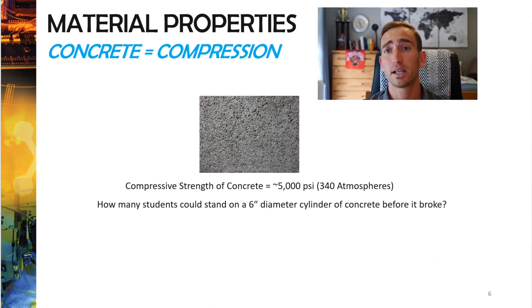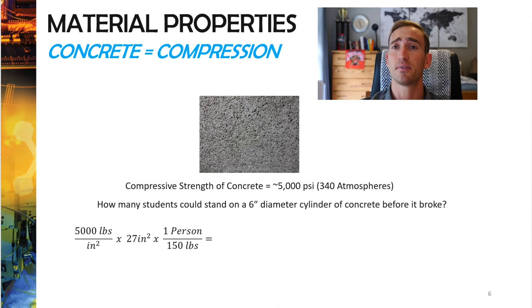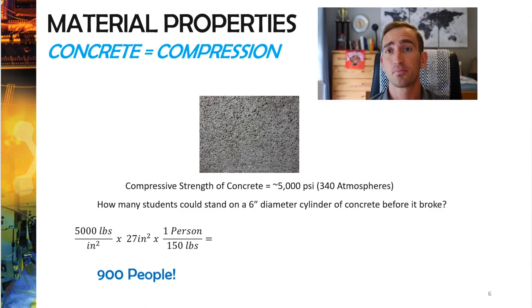The way that you go about calculating the answer to this question is to do the following. You take the compressive strength of concrete, which is 5,000 pounds per inch squared. You multiply that by the cross-sectional area of your cylinder, which is 27 inches squared. And then you convert this pounds, equivalent of how much the concrete can hold, to a number of people. And you do this by multiplying by one person per the average weight of a person, which is 150 pounds. And the answer you get is, drumroll, 900 people.